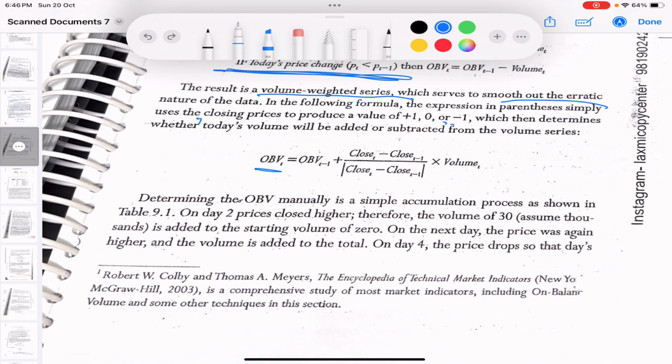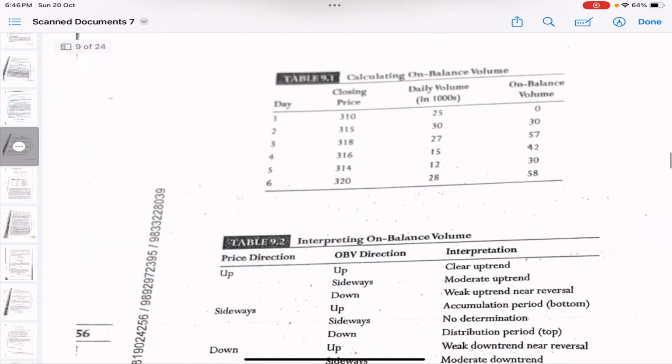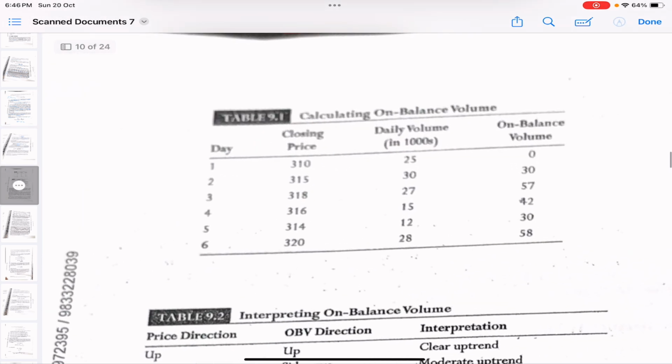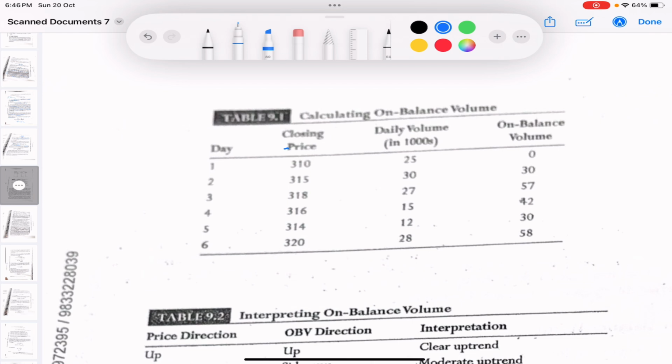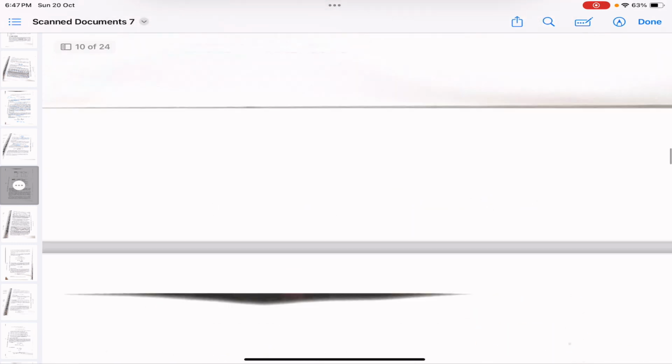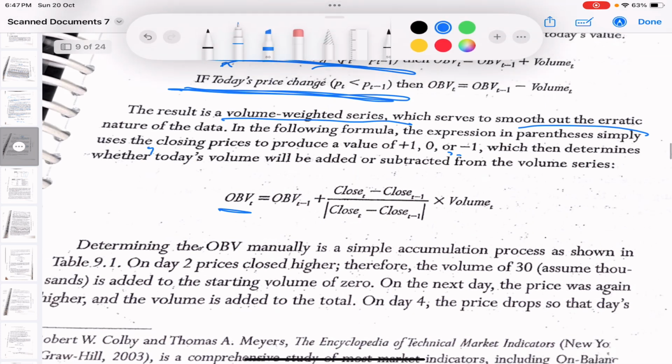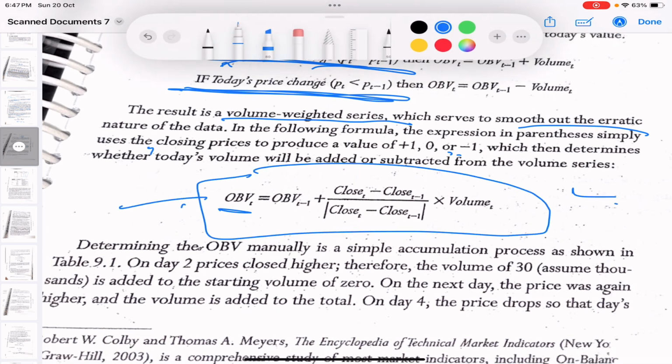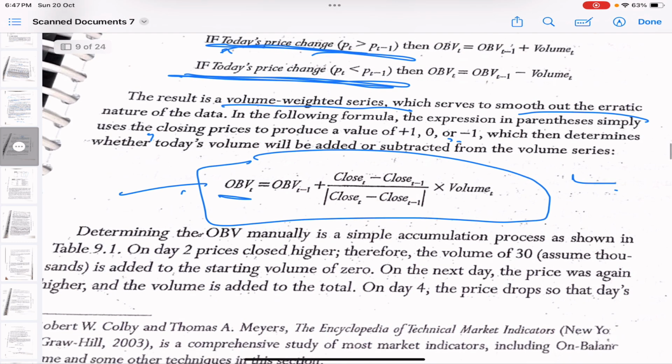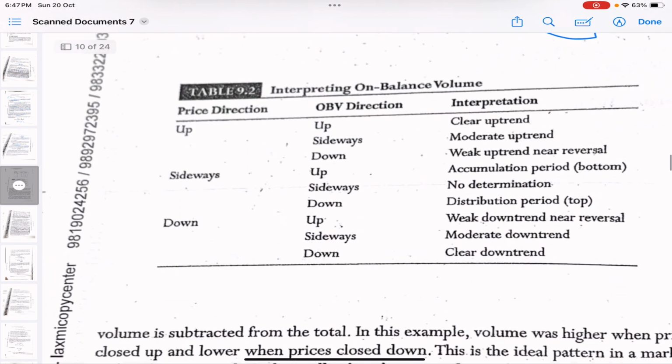Determining the OBV manually is a simple accumulation process shown in table 9.1. Let's see the table 9.1. Okay, so this is the table 9.1. So we have closing price, we have daily volume, and we have on balance volume. On balance volume is 0. Here it is 30. Here it is 57. Now from where did they get these particular values? If you think about it, just go and put it in this formula, then you will get the exact same value. Nothing to worry about. Just substitute it in the formula and you will get it.